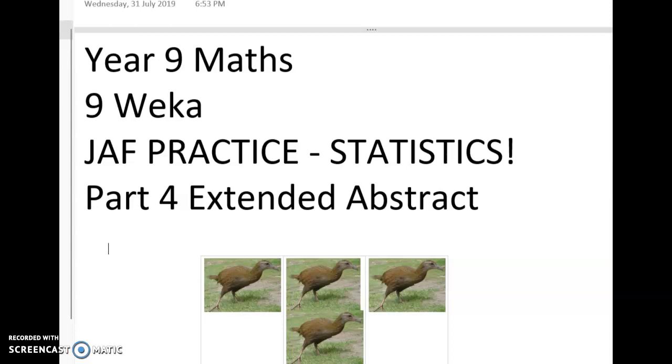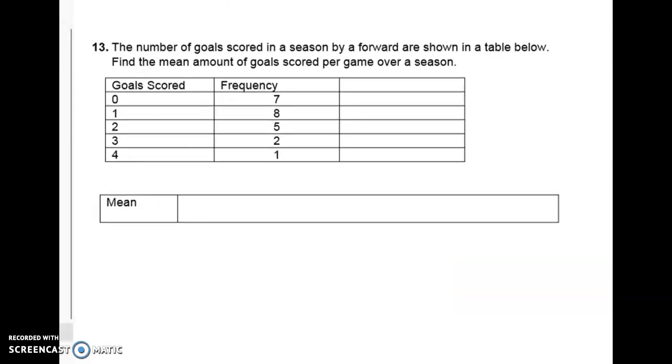This is part 4 and it's going to cover question 13 and then the extended abstract ones. So make sure you've got pen and paper. There's quite a lot of puzzle solving in these ones. I hope you enjoy them. I did. So the first one is not one of those. It's where we just have to find the average from a frequency table.